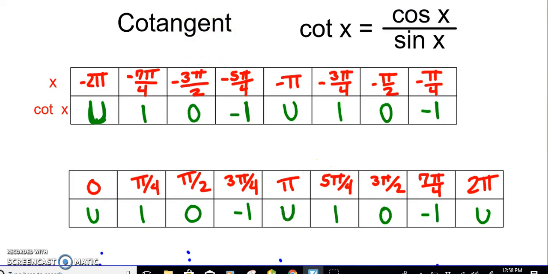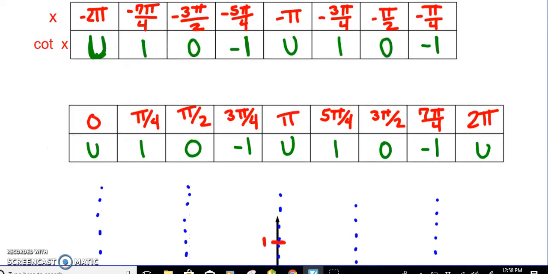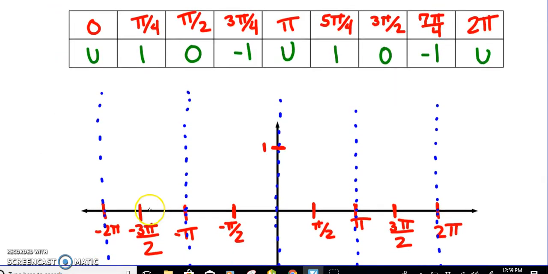Undefined. So here, that's what's going to happen. Wherever we have the pi's, they're undefined. Wherever we have the pi over 2's, that's where our zeros are. So it changes and flips the tangent graph. At all of our pi over 2's, we have our zeros, and I already put in the asymptotes at the pi's. Asymptotes are at pi's for cotangent, and for tangent, the asymptotes are at pi over 2's.